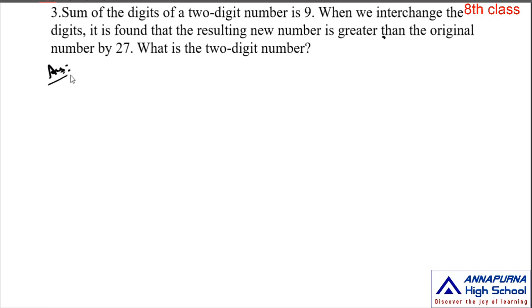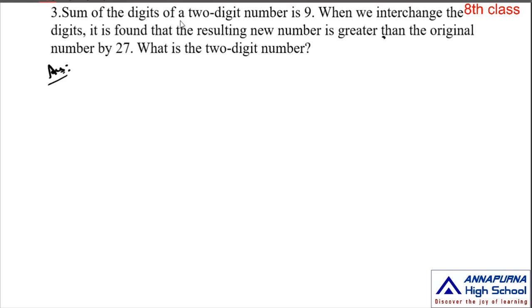Okay, so what is the relation between the 2 digits and the 2-digit number? Their sum is 9. Generally, when you take a 2-digit number, the 2 digits are placed in which places? One digit in the ones place and the other digit in the tens place. So we are taking the 2 digits as 2 variables.